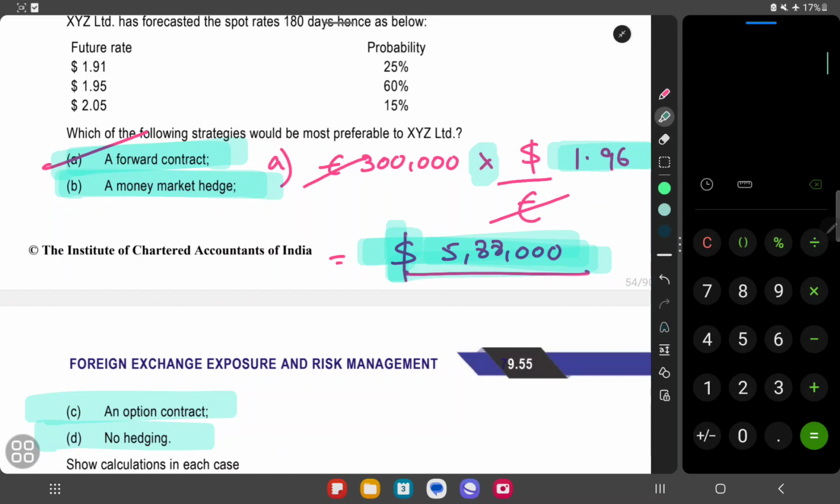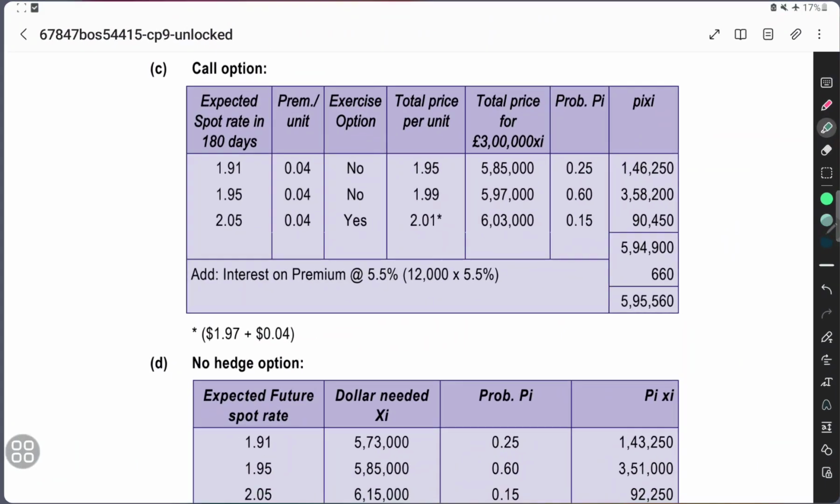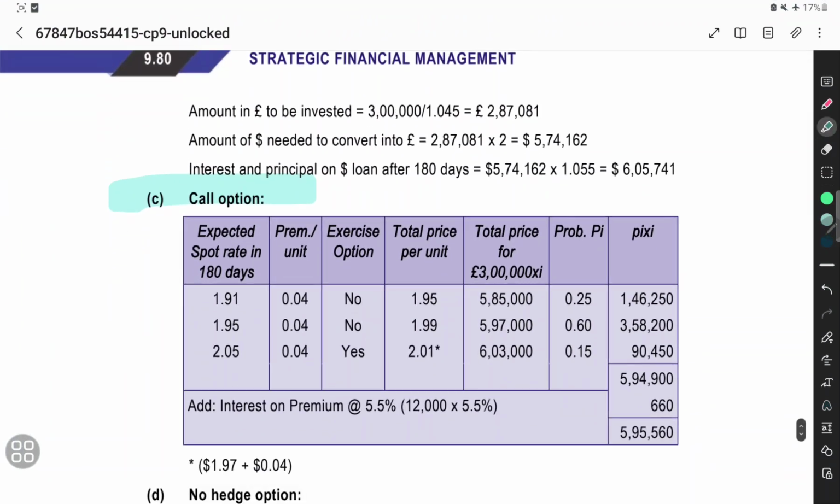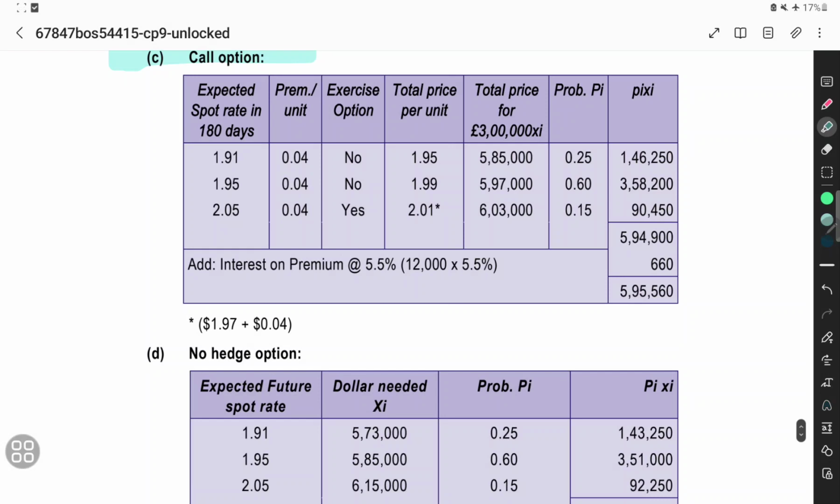For options and no hedging, we'll do directly from the solution, the institute material, because I'll have to prepare a table and everything. It will be time consuming, right? So we have the solution right here. Options contract. Now let's see. We understand the table, extremely logically they've presented. Expected spot rate in 180 days. These are the expectations that company XYZ is having. We had already seen this in the question: 1.91, 1.95 and 2.05.